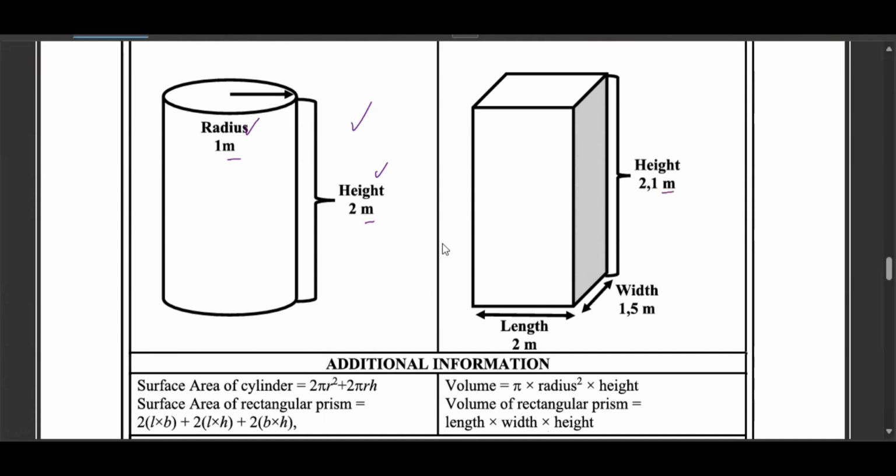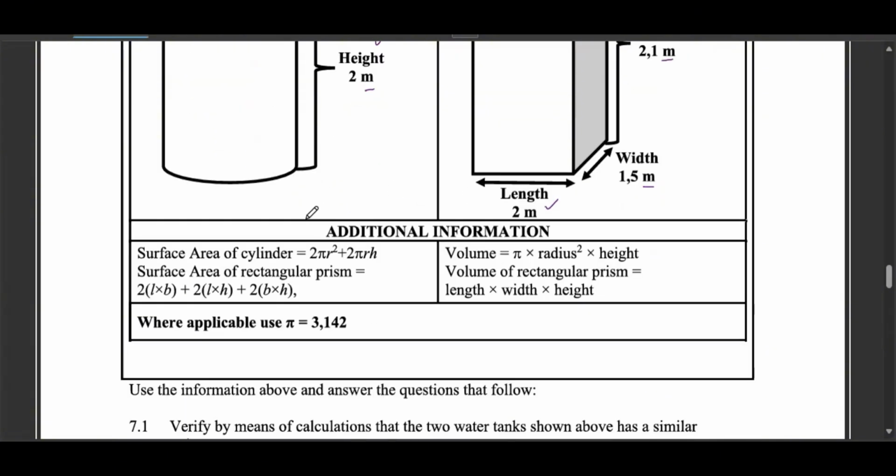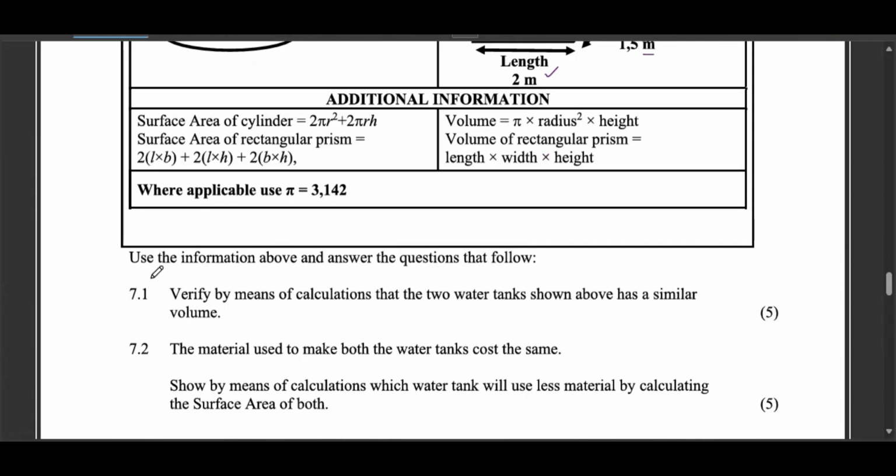Oh, let's see, meters, meters, meters. Very good. So they are all good. We don't need to change any units unless stated otherwise. The formulas are given to me. Wonderful. Both sides, yes. Okay. We are here, 7.1, 5 marks. Verify by means of calculations that the two water tanks shown above have a similar volume. That means I'm going to look for the volume of one tank, then I compare it to the volume of the other one. One is cylindrical, the other is rectangular.